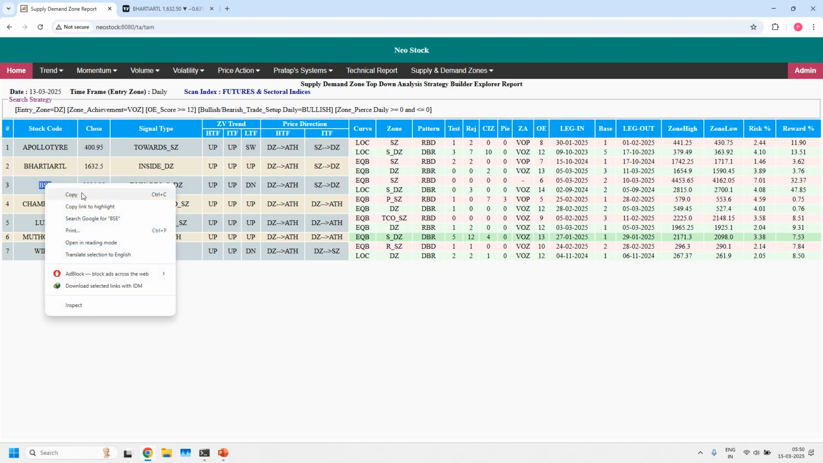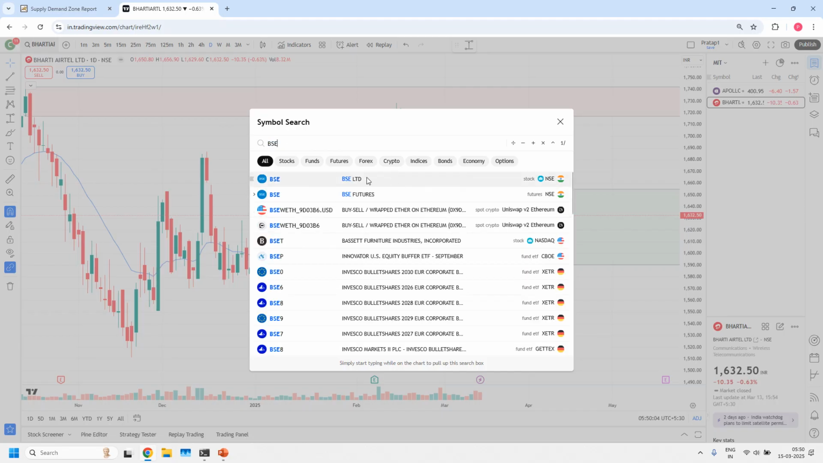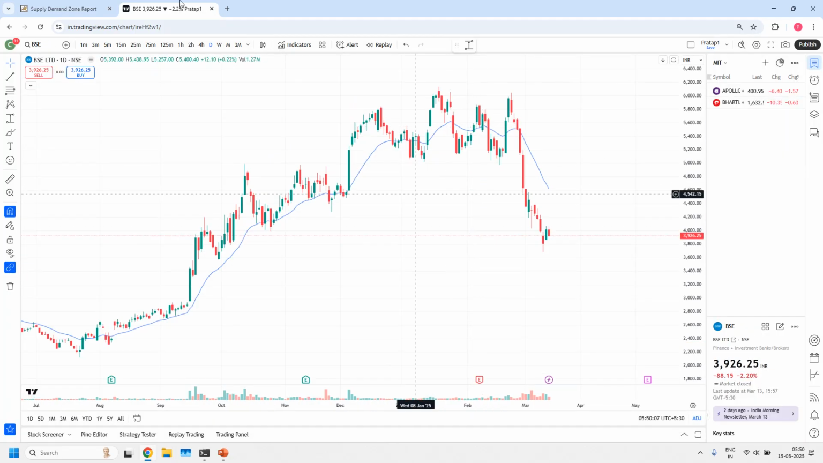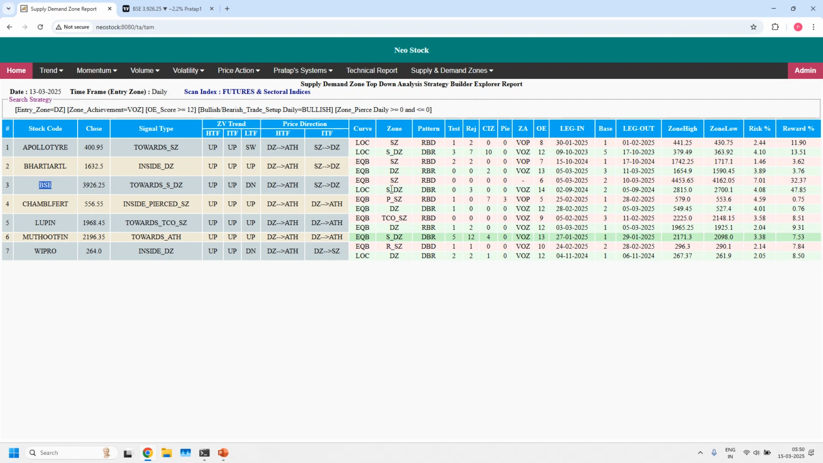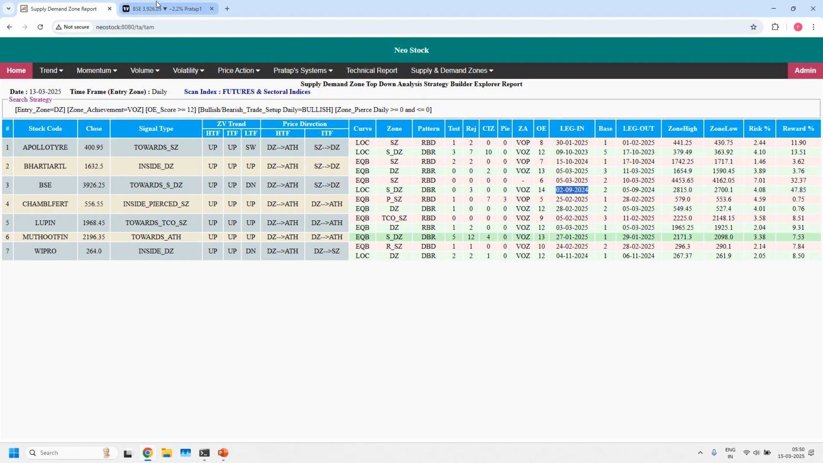Next one is BSE. For BSE, this is the high liquidity zone. This zone has already been tested 3 times. Okay, it was created on 2nd September 2024, 2 base candles. Second 2-9.